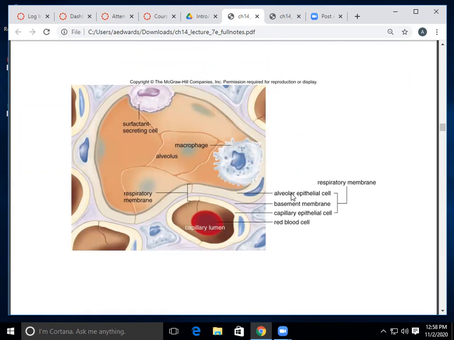All right, so here's your respiratory membrane. It's made up again of the epithelium from the alveoli, your basement membrane kind of connecting the epithelium of the alveoli to the epithelium of the capillary. Okay, but all three together form your respiratory membrane. Okay.